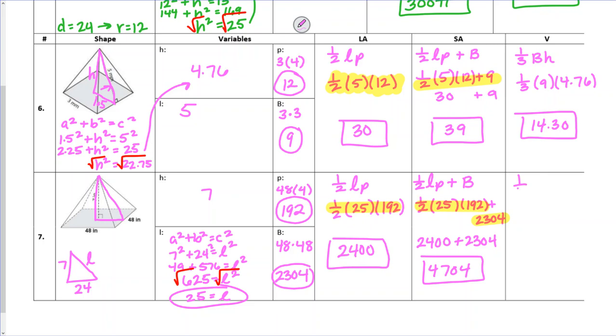And finally, volume. 1/3 times big B times H. So 1/3 times 2,304 times H, which is 7. No pi, plug it all in, and you get 5,376. No pi in the formula, no pi in the answer.